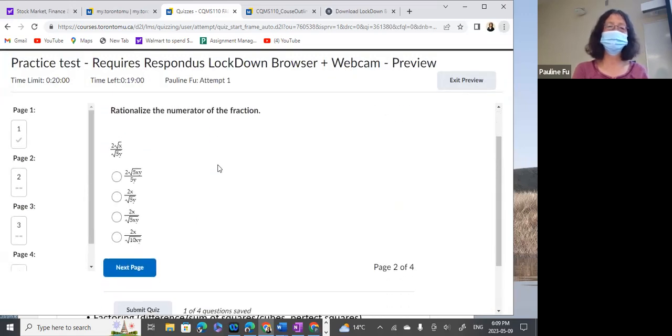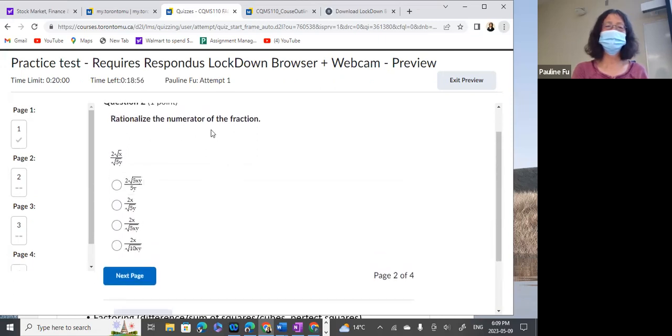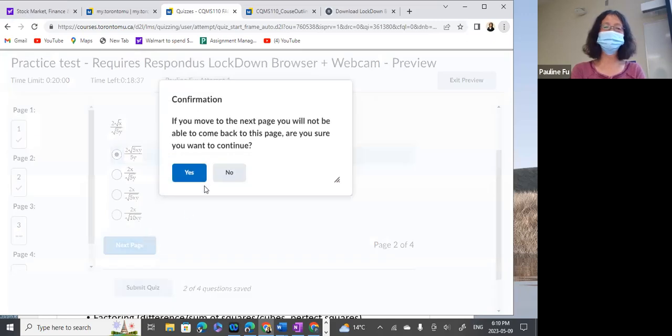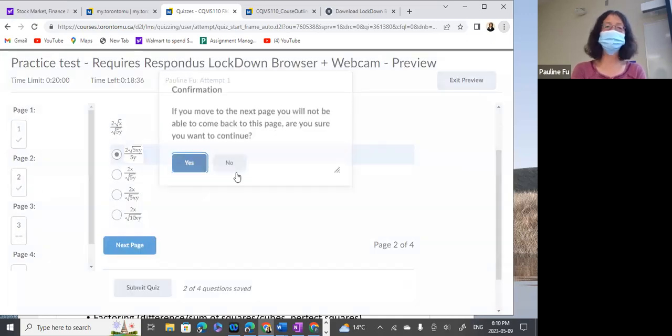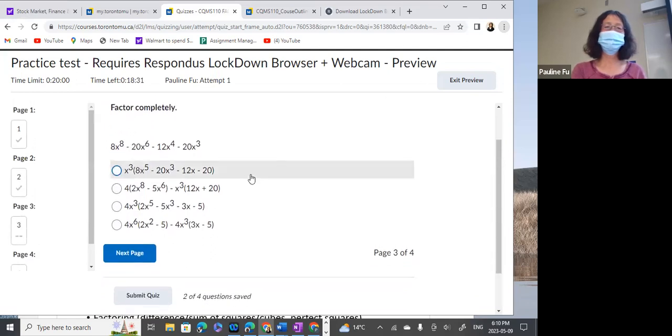Now question 2: rationalize the numerator of the fraction. Let's try. The purpose of this practice test is to familiarize yourself with the online Lockdown Browser with camera. And then you go to the next page. Are you sure you want to continue? Yes. Now question 3: factor completely.